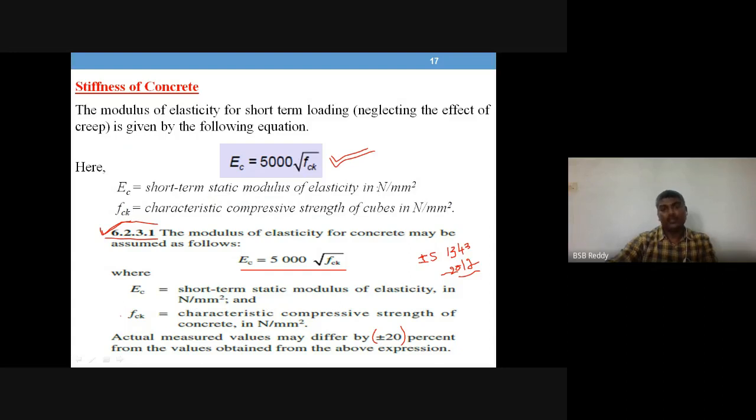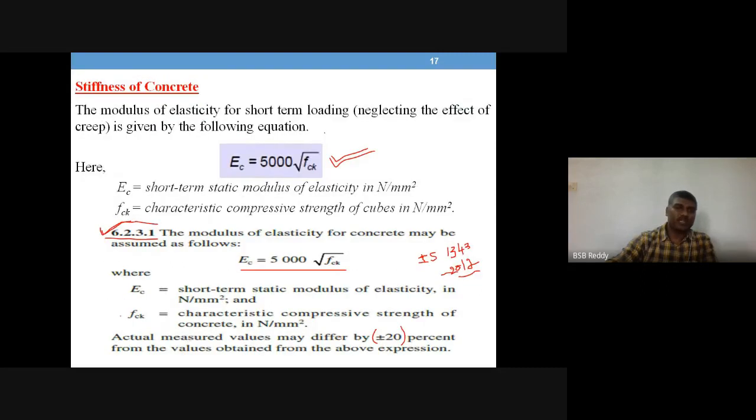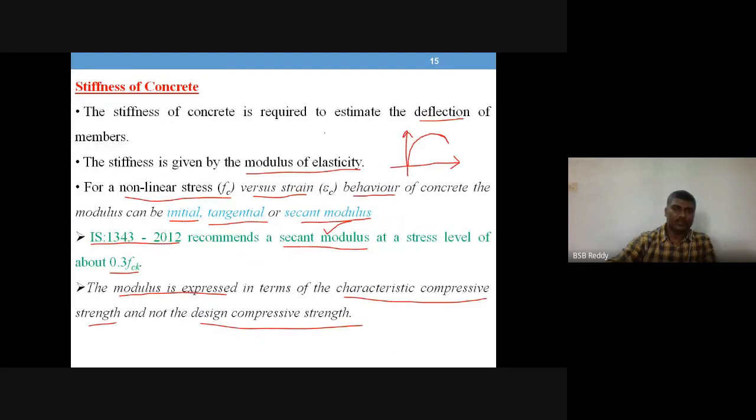Okay, so if you have actual measured data, you take it. If you don't have a measured data for modulus of concrete, use this equation, but this equation will have an error of plus or minus 20%. Okay, right. That is about stiffness of the concrete. So there are two things that are to be remembered here.